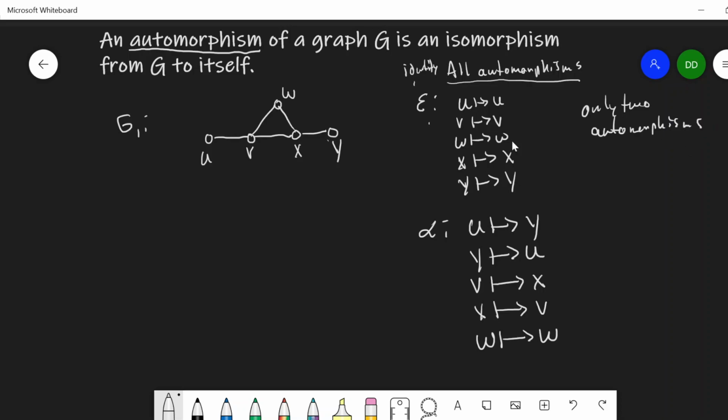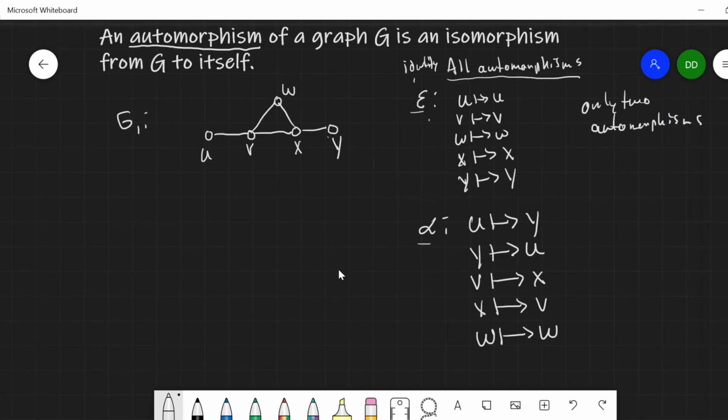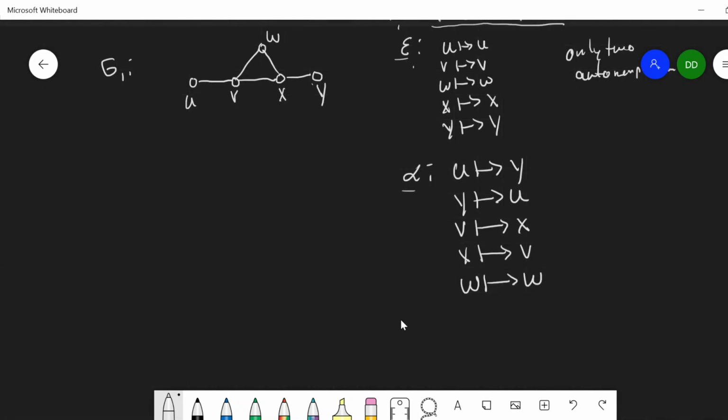So the set of automorphisms is just epsilon and alpha. All right, so now to get into some algebra, this is not just a set. The collection of automorphisms actually has more structure than that, because I can compose automorphisms with each other, right? Automorphisms are functions, and so we can compose two functions with each other.